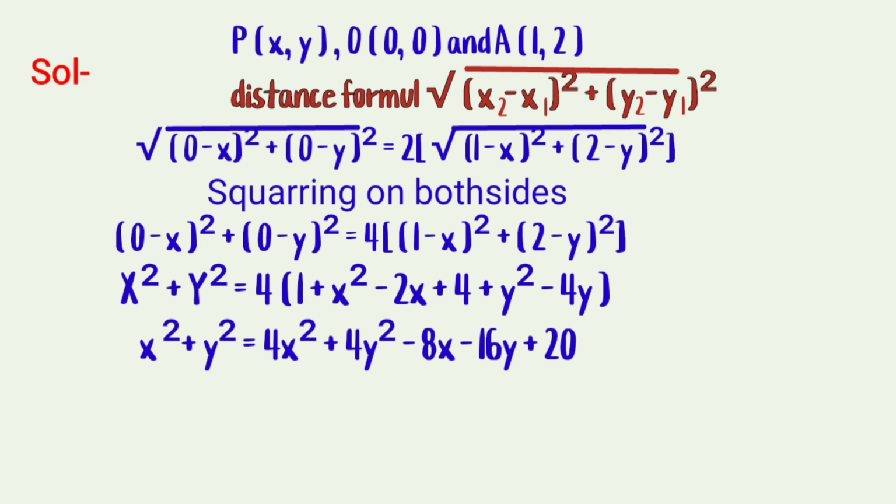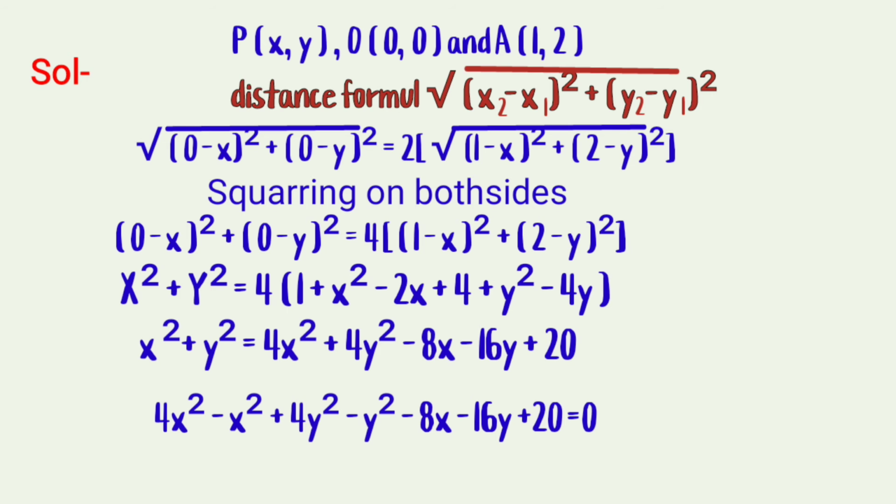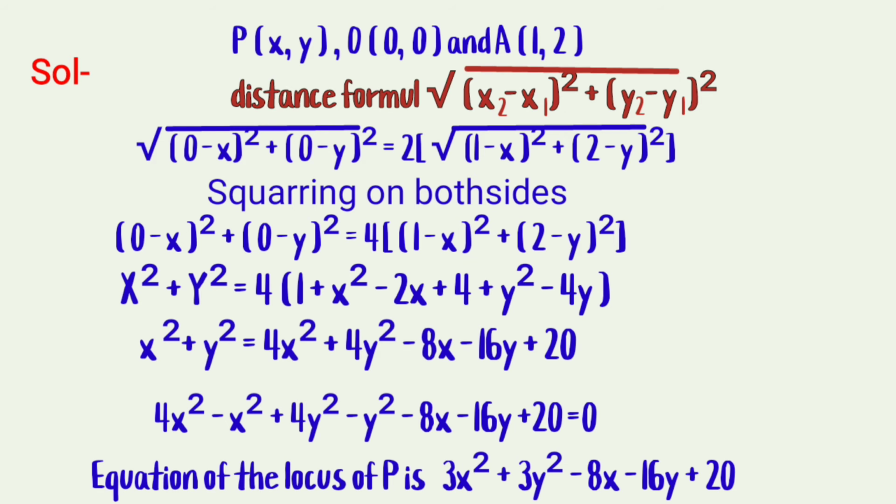So we get x square plus y square is equal to 4x square plus 4y square minus 8x minus 16y plus 20. The x square plus y square is taken to the other side. So we get 4x square minus x square plus 4y square minus y square minus 8x minus 16y plus 20 is equal to 0. Finally, we get the equation of the locus of P as 3x square plus 3y square minus 8x minus 16y plus 20 equals 0. That's it.